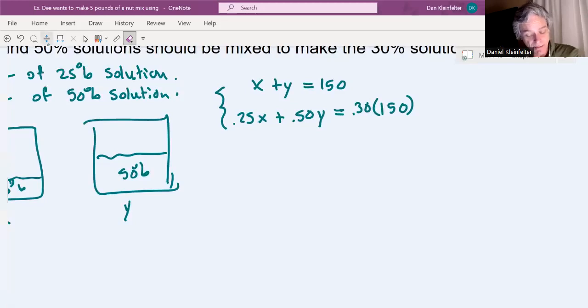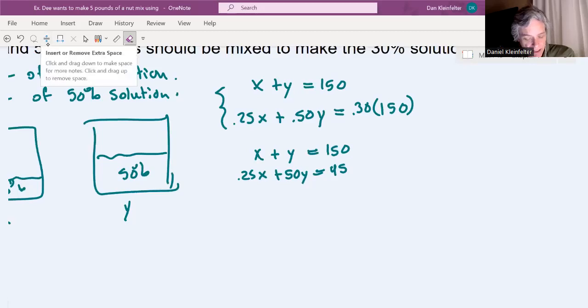The second equation, I think we can go ahead and simplify that a little bit. So let me recopy that. x plus y is 150. And then let me do this in two steps. So 30% of 150 is 45, right? Okay, so there's our equations.